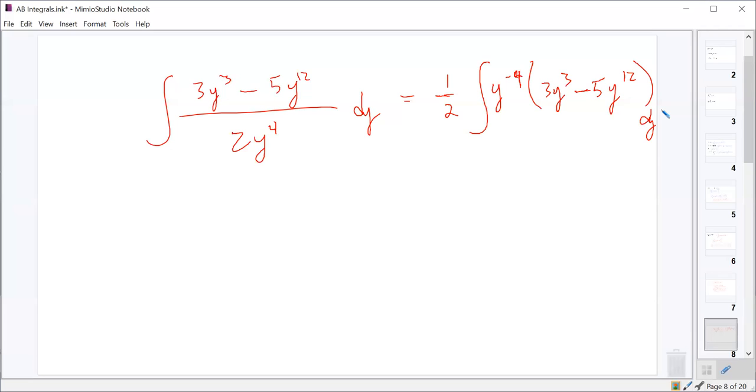Yeah. Okay. And so then we would take that y to the negative 4th and distribute it through. So 3y cubed times y to the negative 4th should be 3y to the negative 1. And then we should get minus 5y to the 8th. Everybody agree with that?